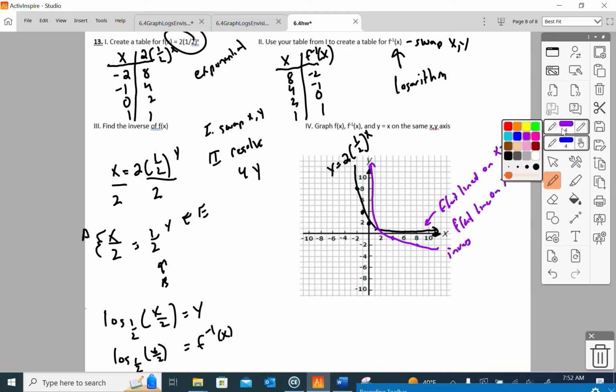And the last thing you're supposed to do is graph y equals x. y equals x passes through the origin, passes through 1, 1, passes through negative 1, negative 1. The reason you're being tasked with graphing that is to help you see the line of symmetry, so you can see how it's the same thing on both sides. It's been hot dogged over. The purple one was f to the negative 1 of x.